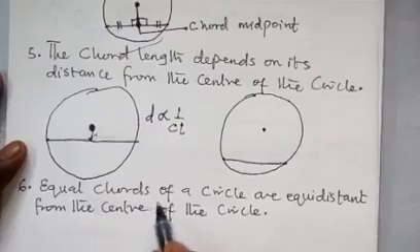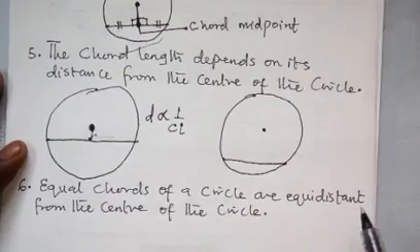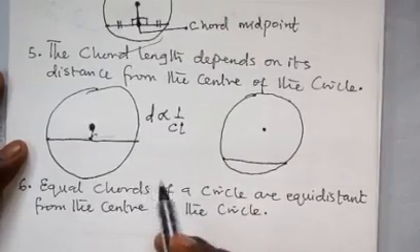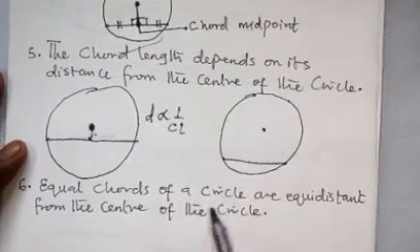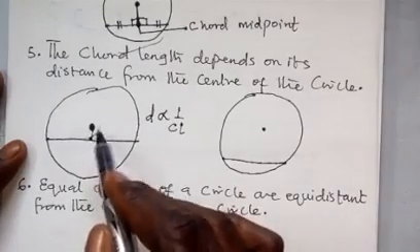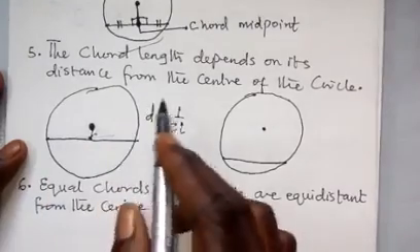Equal chords of a circle are equidistant from the center of the circle. Now, what does this mean? It means that 2 chords that have the same distance from the center of the circle will have the same length. That's exactly what I've explained before.